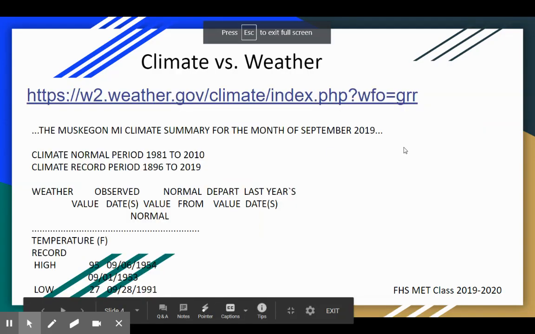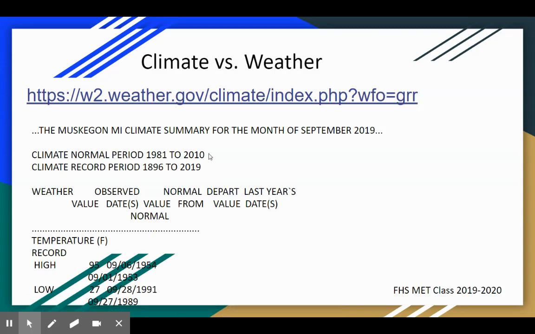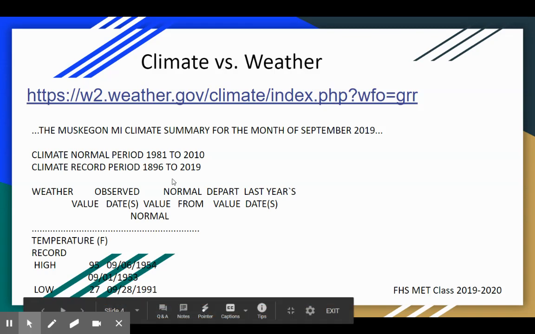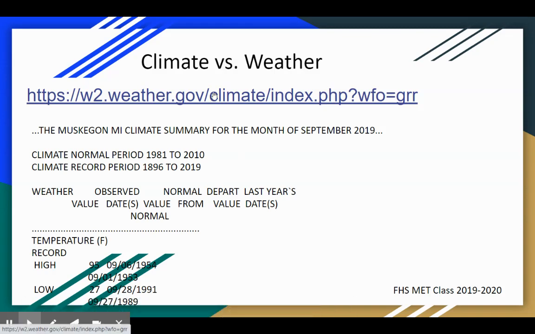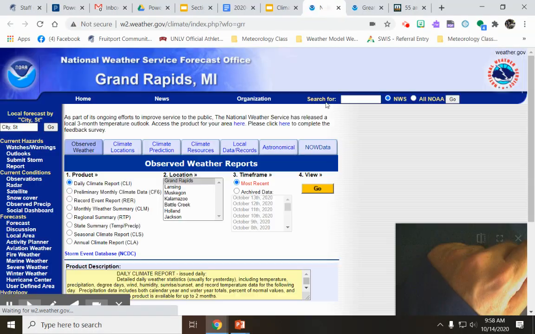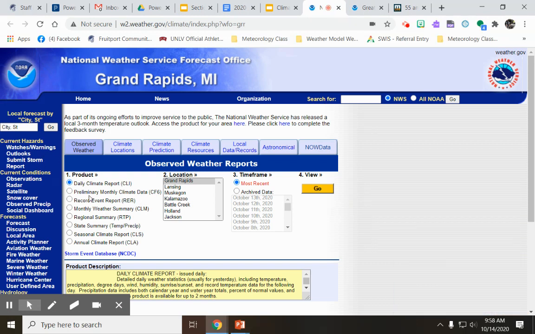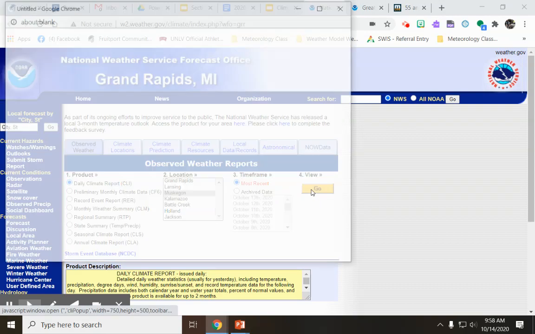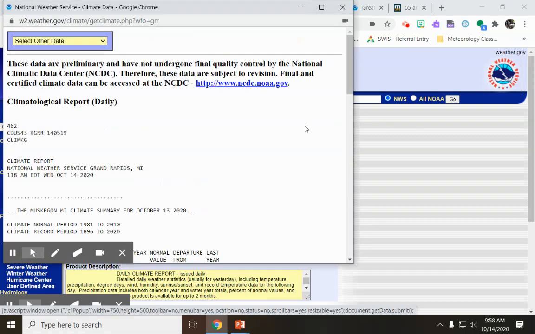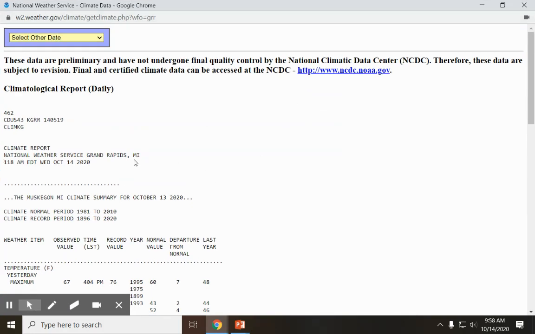Okay, so here's what we look at. Here's a site that I show you in class that actually shows the climate normal and the climate records for every day of the year. If you click on that and go to Muskegon and daily climate report, we'll just do the most recent. This is for October 13th, so for Tuesday, October 13th.